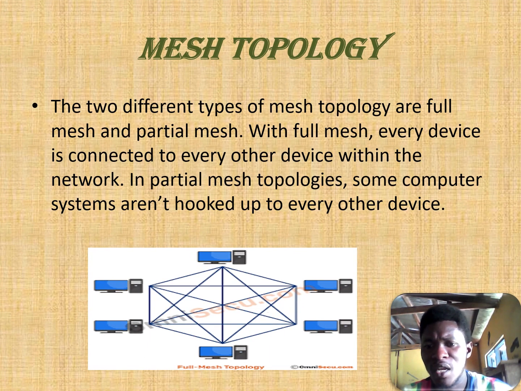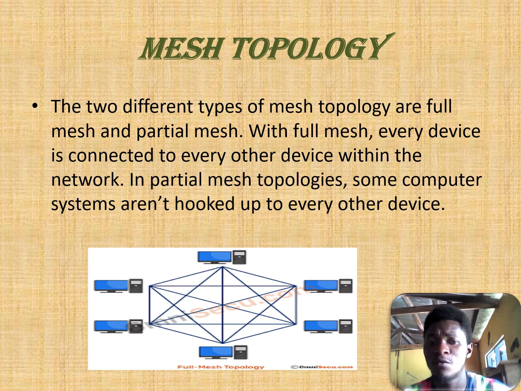We'll be talking about our final type of topology in this presentation, and that is the mesh topology. With the mesh topology, we have two types. The two different types of mesh topology are full mesh and partial mesh. With full mesh, every device is connected to every other device in the network. In partial mesh topology, some computer systems aren't hooked up to every other device. So the picture below represents a full mesh topology.